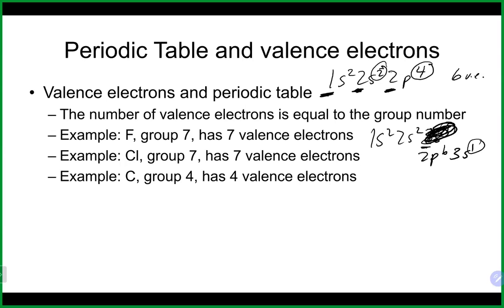So fluorine is group 7, so it has 7 valence electrons. Chlorine also group 7 would have 7, and carbon has 4, so it had 4 valence electrons. Much easier than writing electron configuration, and usually you're going to use this when you're drawing things like Lewis structures, which we're going to talk about after naming. And obviously, you don't want to be writing electron configuration to draw Lewis structure, so you can just go to the periodic table to do those things.